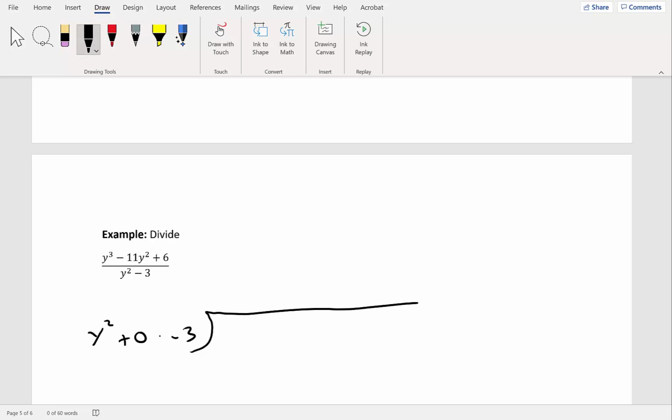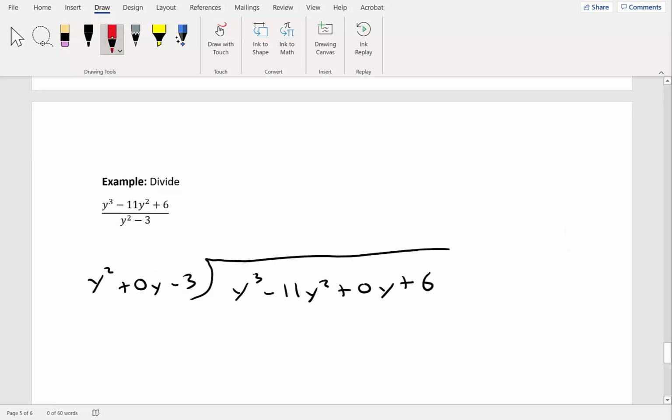And now in the numerator, we're also missing that y term. We go from y to the second to just no y's. So let's put a placeholder there as well. So we have y cubed minus 11y squared plus 0y and plus 6. Now we have to check, what do we multiply y squared by to get y? Well, we have to multiply it by y. So I'm going to put my y above my other y term.